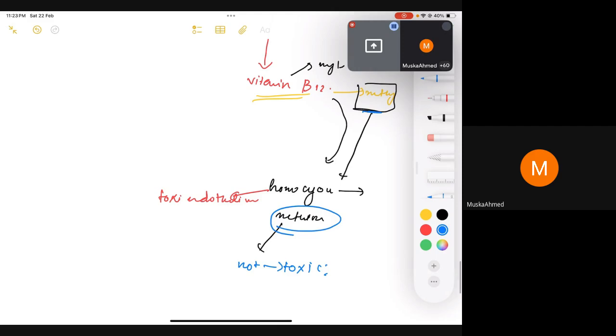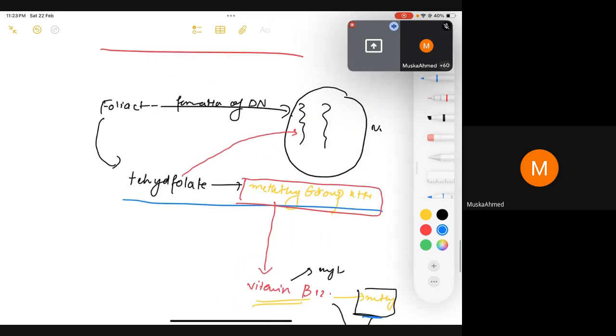I'm just discussing this again. Remember, in the red blood cells module, we will be discussing this pathway again in macrocytic anemia. Why do we have macrocytic anemia? Again, I'll be discussing the same pathway. So please, I'm just spending some time on it, right?